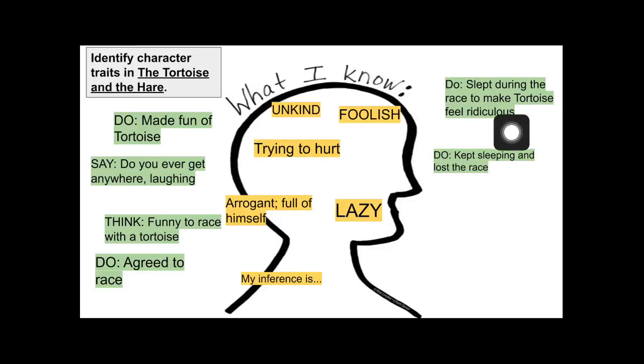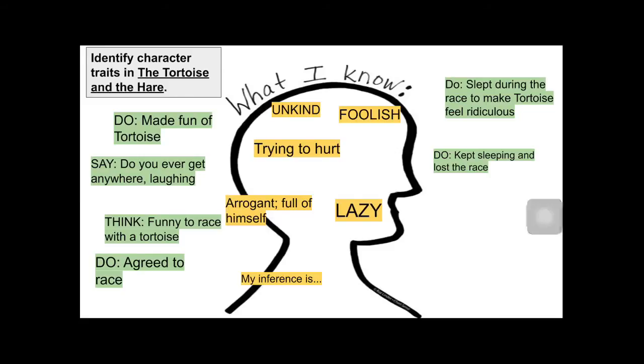His next two do's were slept during the race to make tortoise feel ridiculous. I thought that was foolish. And then he kept sleeping and lost the race. I thought that was kind of a lazy thing to do. So I have these descriptions, and now we want to look for patterns. What would be a word that would describe a person who is all of these kinds of things? They're arrogant. They're trying to hurt others. They're unkind, foolish, and lazy.